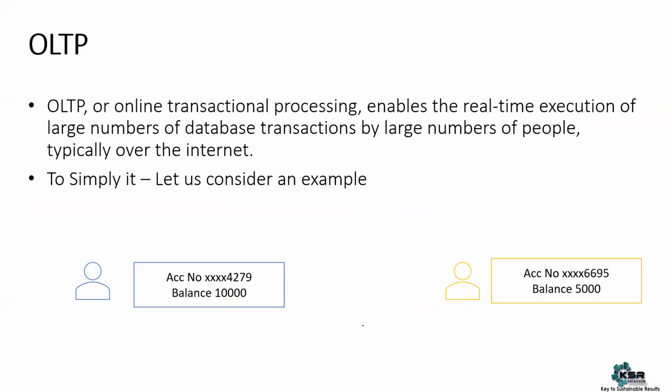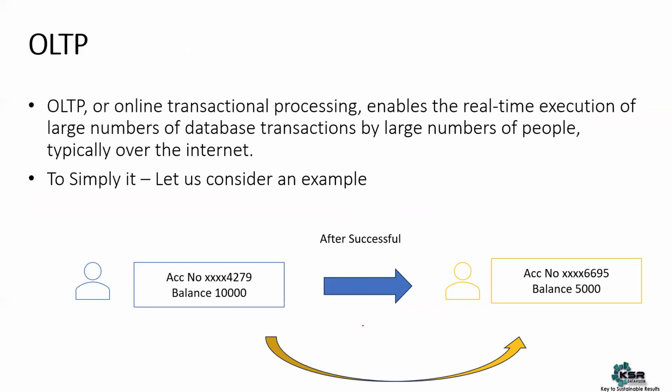An online transactional processing. If a person is trying to make a payment, this is how the payment goes. After it is successful, the information has to be correctly updated. Only then it is called OLTP. Why? Because the execution of information, the change of information, happens in real time.